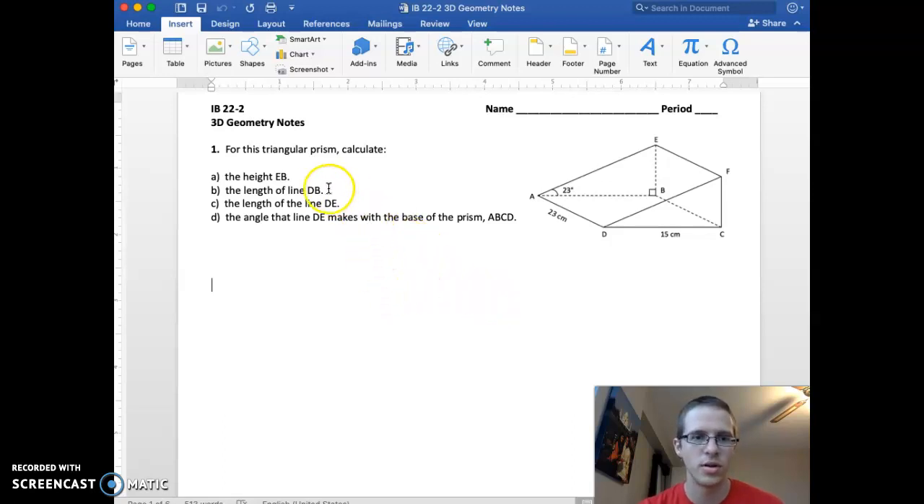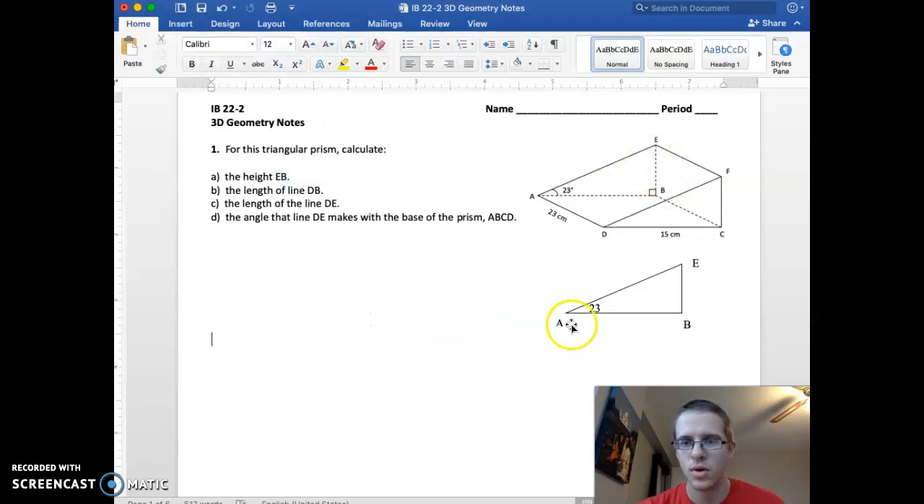We'll get started with part A. So we need to find the height of EB. So that's this back dashed line right here. The most useful part for me to look at is going to be this triangle on this far side. So I'm going to go ahead and actually draw out that triangle separately.